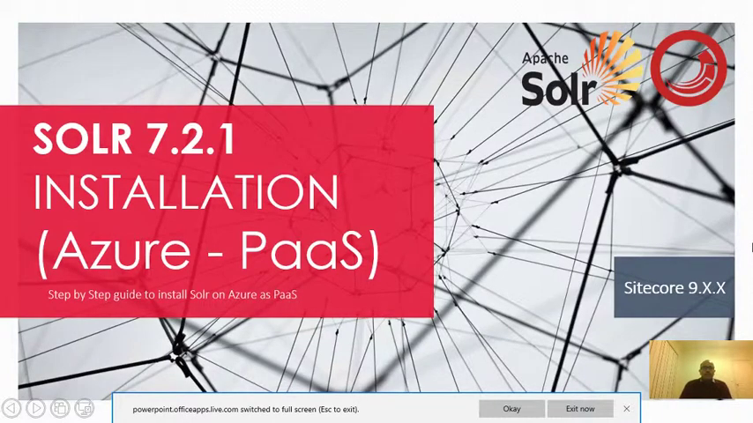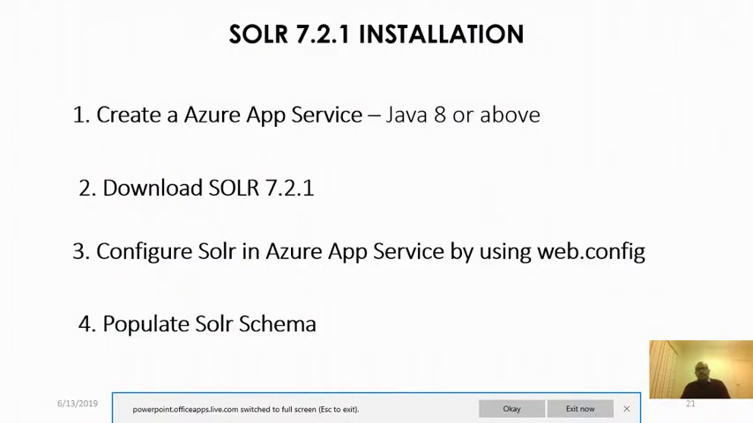Hi, we will install Solr 7.2.1 on Azure platform as a PaaS service, platform as a service. As part of this installation, first we will create Azure App Services with Java version 8 or above. Second, we will download Solr 7.2.1. Next, we will move the Solr to the app services by using FTP, and then we will configure the Solr in app services. Finally, we will populate the Solr schema.